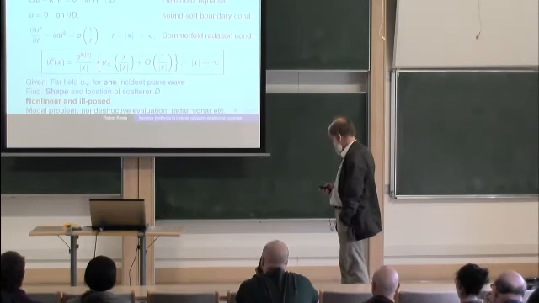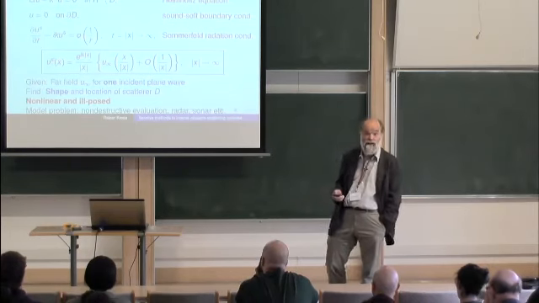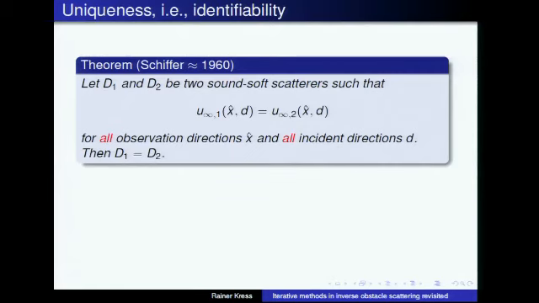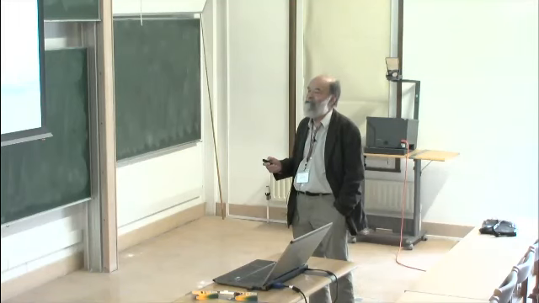I've mentioned the applications already. And the first question that comes to mind is that of uniqueness or identifiability. And here we have a very classical result, the only classical result in inverse scattering. Namely, if we assume that we have 2 objects such that the far field pattern coincides for all incident directions, d is the direction of the incident field, and x hat is the observation direction.